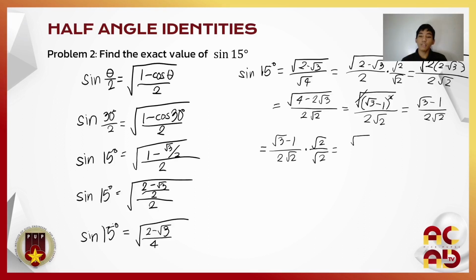So, multiplying this will give us the square root of 6 minus the square root of 2 all over 2 the square root of 2, the square root of 2, which is equal to the square root of 6 minus the square root of 2 all over 2 the square root of 2 times square root of 2, that is 2 times 2 is 4. So, this should be our final answer.